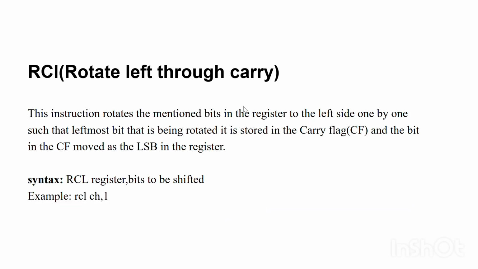Before that, we will briefly deal with RCL, that is, rotate left through carry. This instruction rotates the mentioned number of bits in a register to the left one by one, such that the bit being rotated out is stored in the carry flag, and then the bit in the CF is moved in as the LSB of the register. The syntax is RCL register, comma, bits to be shifted. For example, RCL CH, 1.